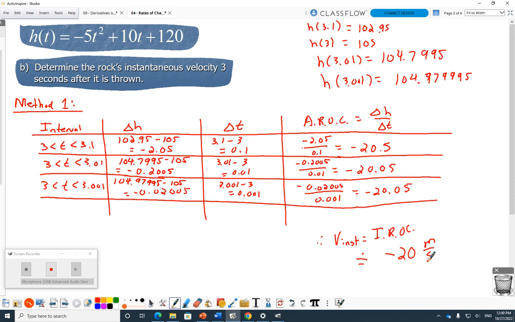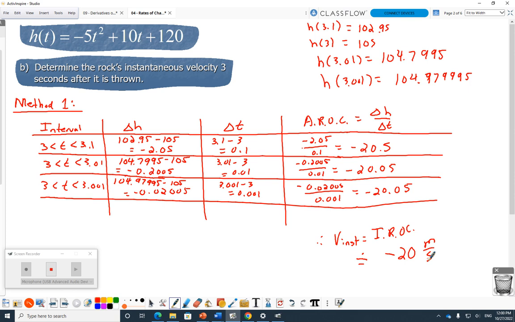Question? That seemed to be where it was heading. 20.5, 20.05, 20.005, 20.00005. It certainly seems to be heading towards negative 20. Other questions?